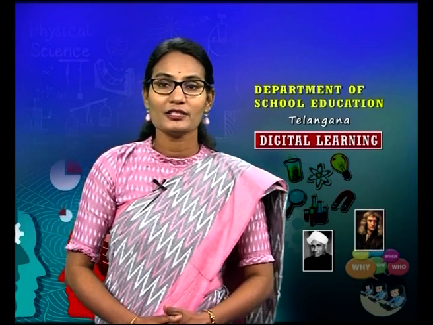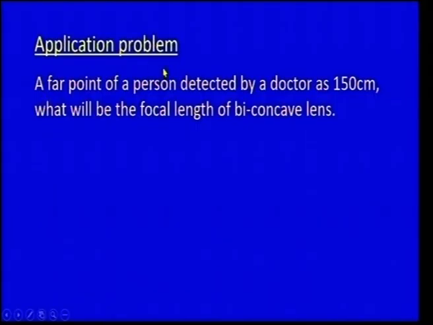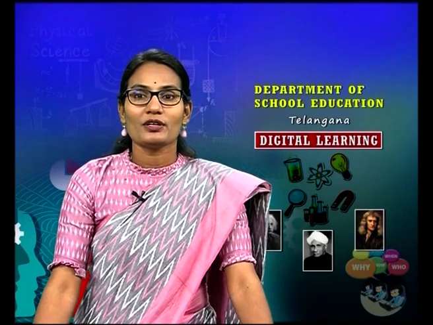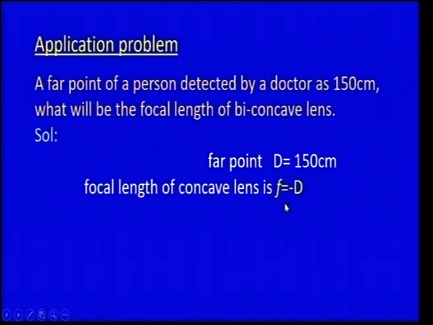To understand this formula, let us do a small problem. The far point of a person detected by a doctor is 150 centimeters. What will be the focal length of the biconcave lens? So here in this problem, the far point is given as 150 centimeters. So capital D value is taken as 150 centimeters, and we have the formula for the concave lens, f equal to minus capital D.